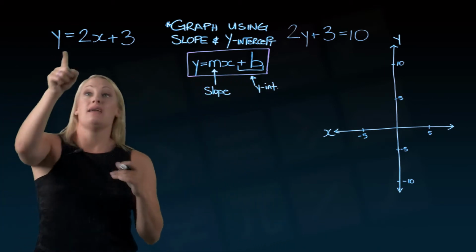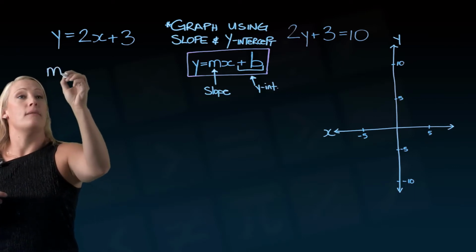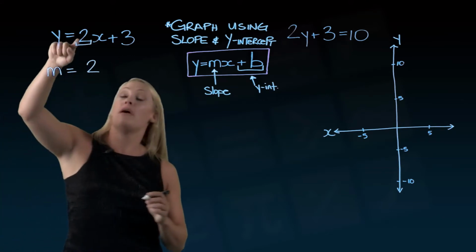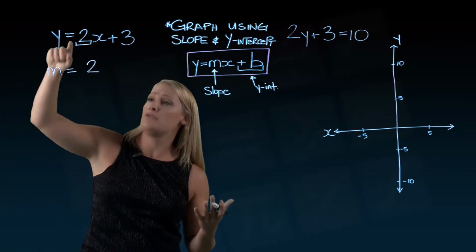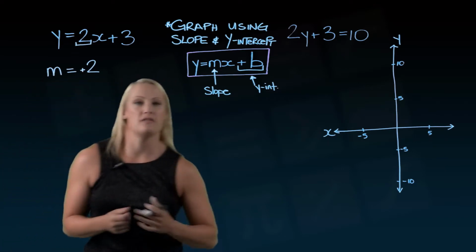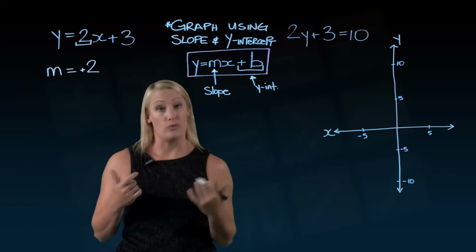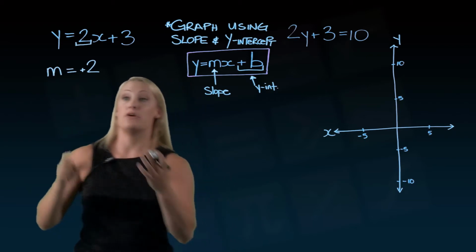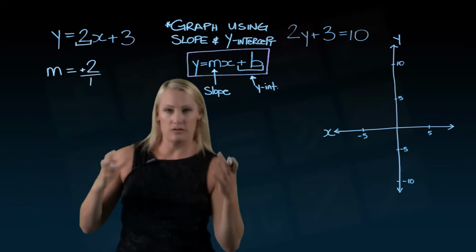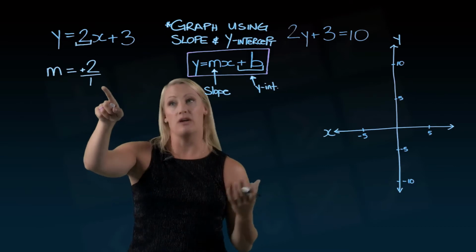So y equals 2x plus 3, which means my slope in this case, and we'll call it m, is 2, the number sitting in front of the x. Now, if there was a negative sign sitting in front of that, I would include it. But in this case, this is a positive 2. I can include that sign if I want to. But if you think of slope, I think rise over run. So slope often is 2 numbers. If you have a slope that's only 1 number, you can put that whole number over a 1. Now I have a rise value and a run value.